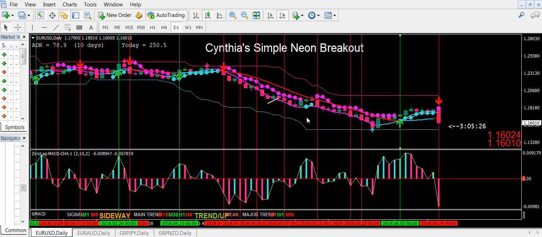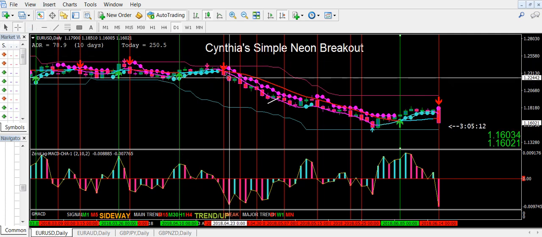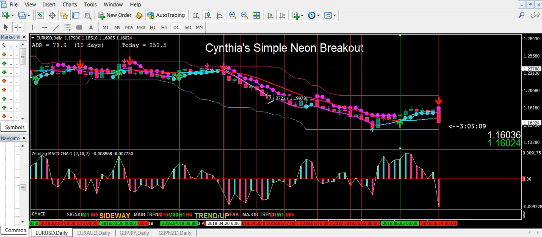Of course, you can do that if you don't want to do this lot size money management. So you can just stay in the trade and just ride it all the way to the bottom and exit here. That would have been, let's see, from here to this total exit place right here is 538 pips.